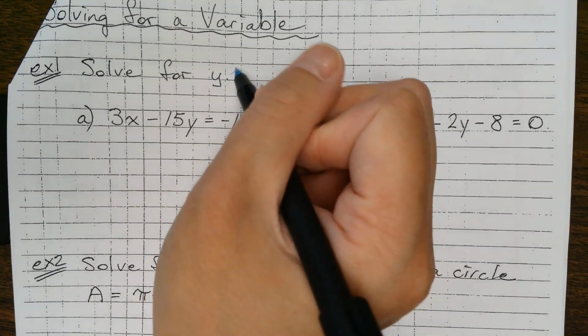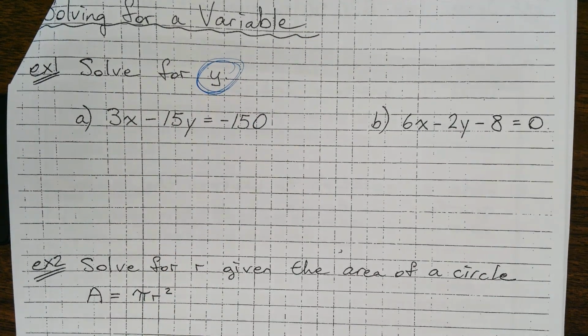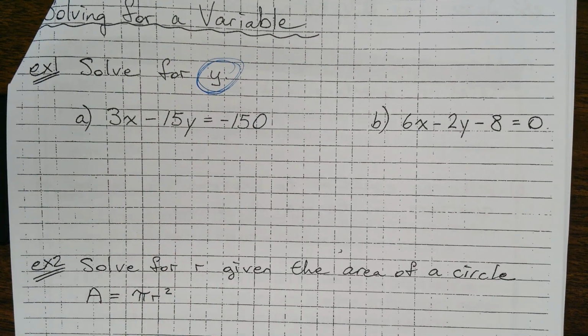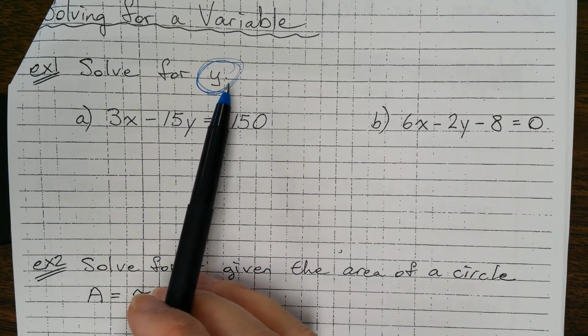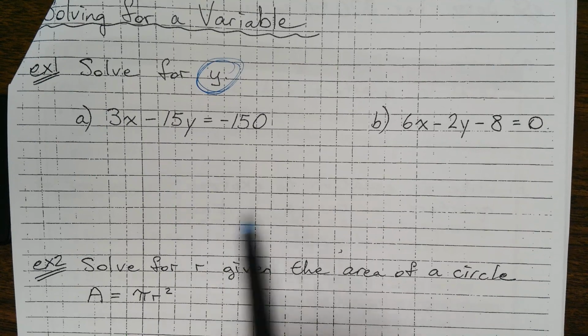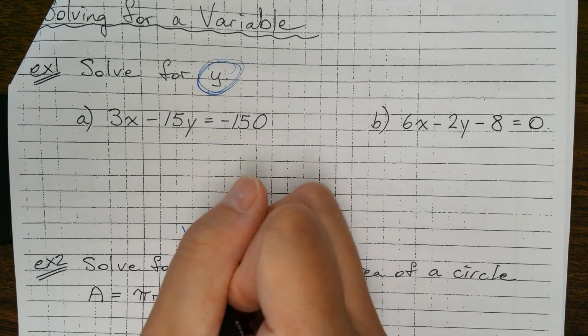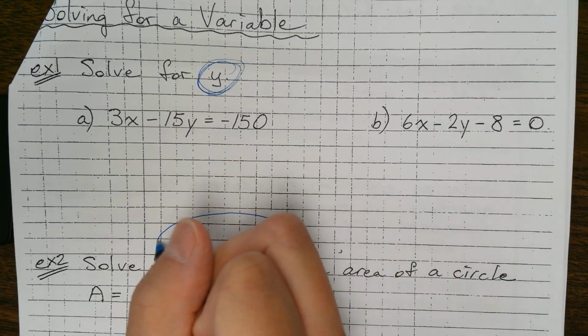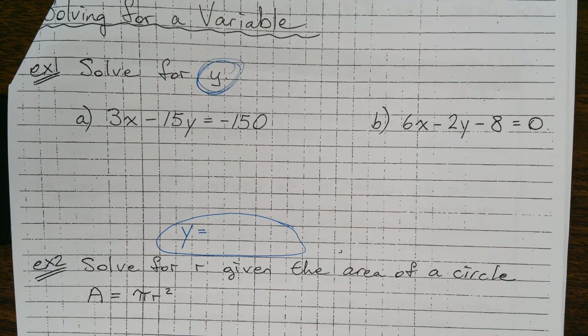Read the question. Make sure you read the question. All right? So it's not always solve for x. I could say solve for y. So if it says solve for y, it means at the end, I want my answer to be y equals something. All right, so my final answer should be in the form y equals.